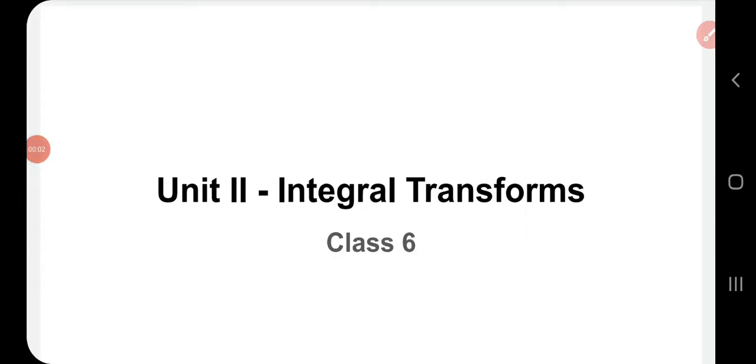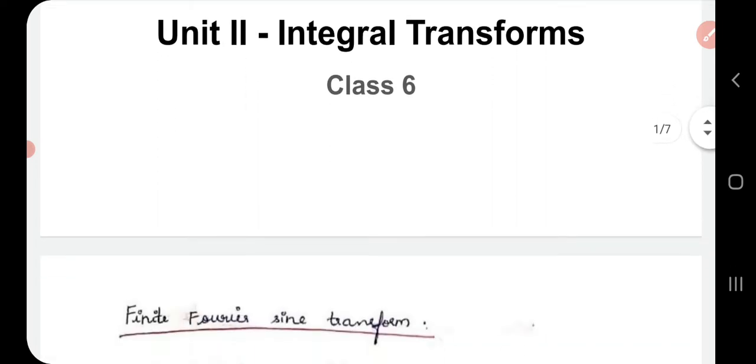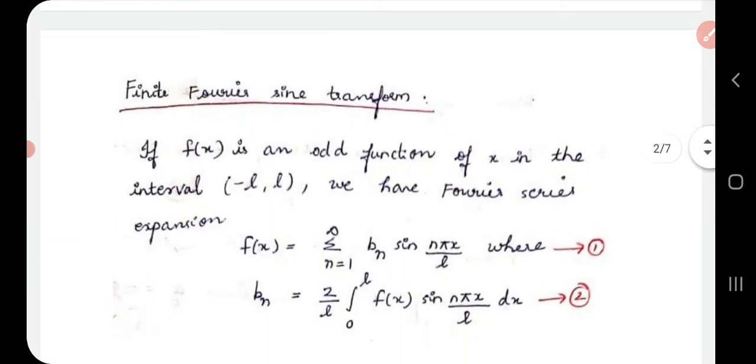Now this is class 6 of our chapter Integral Transforms. Here we discuss finite Fourier sine transform, then finite Fourier cosine transform, and one example problem.